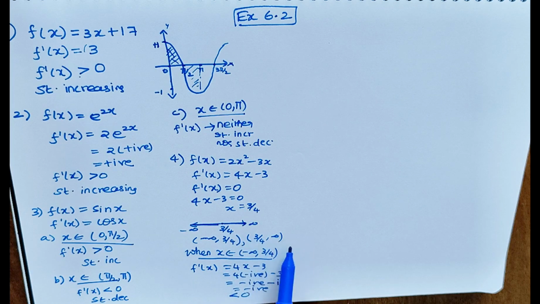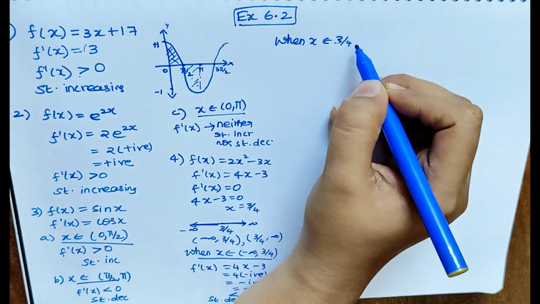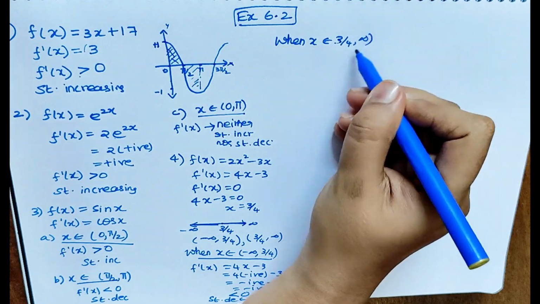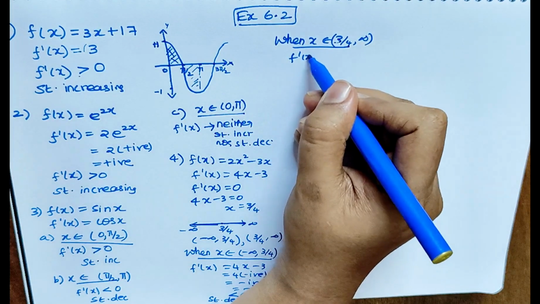That is, these values are not included. So we'll get strictly decreasing on the interval minus infinity comma 3 by 4. When x belongs to the interval 3 by 4 comma plus infinity, we have f dash of x is 4x minus 3 and all the values are positive.